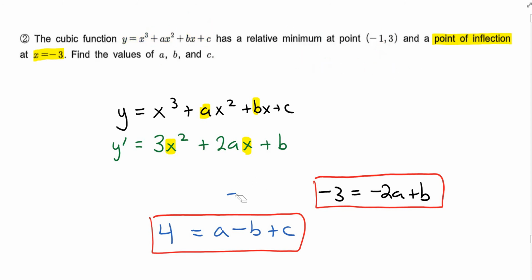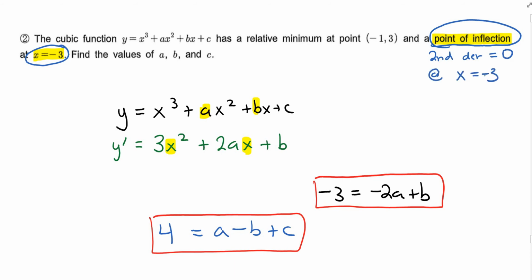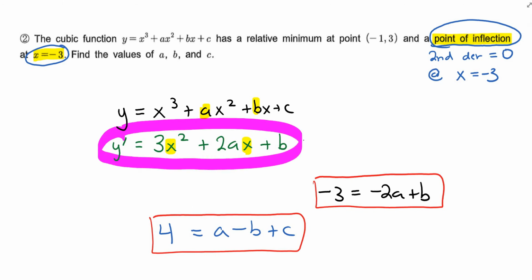All right, the last thing that I want to consider here is this final sentence. I have a point of inflection at x equals -3. So if I have a point of inflection, that means my second derivative is equal to 0 at that x value of -3. So I need to take my first derivative and find the second derivative and set that equal to 0 when x equals -3.